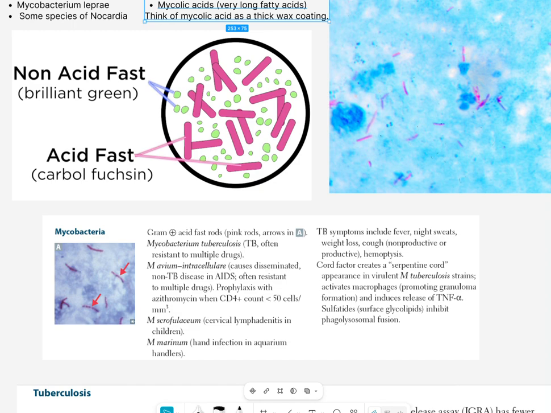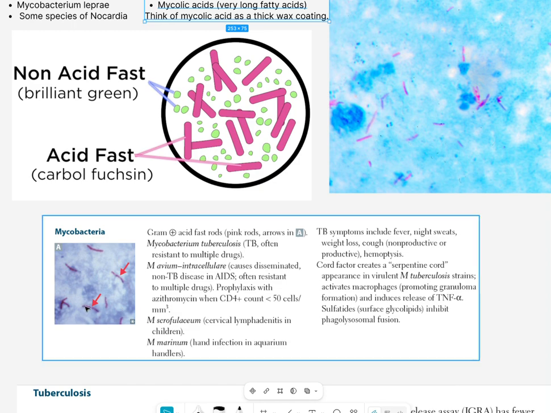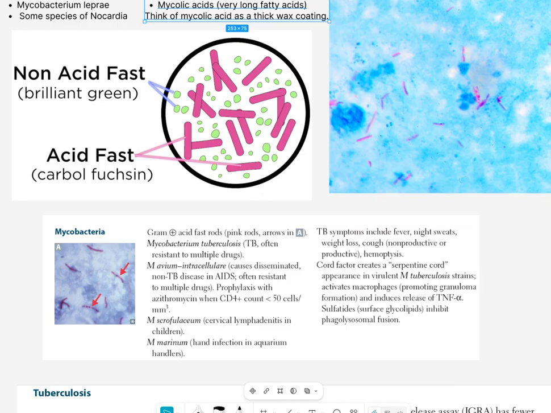These are basically acid-fast bacilli. These pink rods, as you can see. Why acid-fast? We said that they have the mycolic acid, the waxy cell wall that prevents decolorization by acid alcohol.